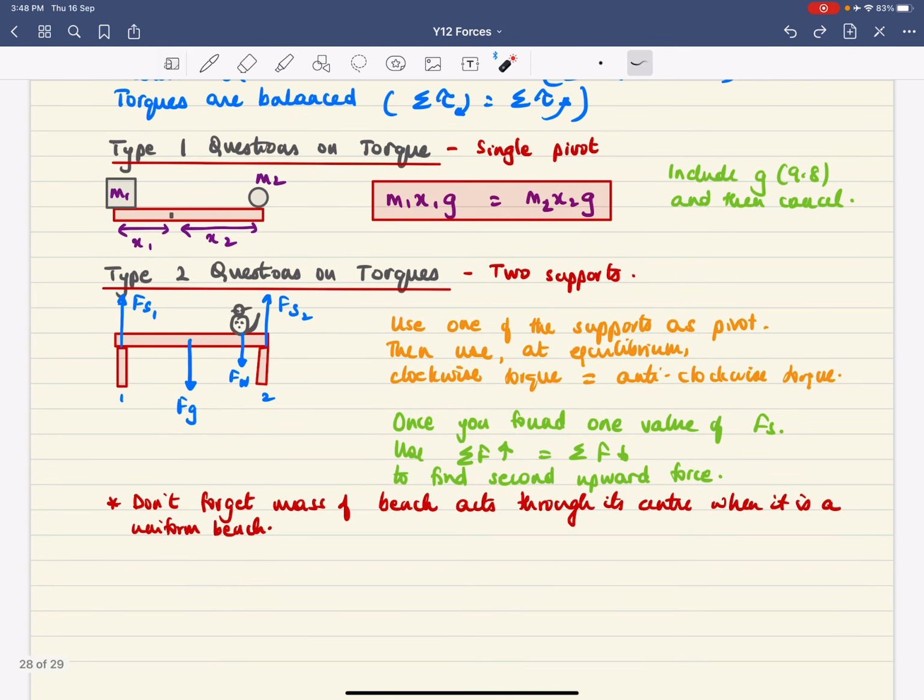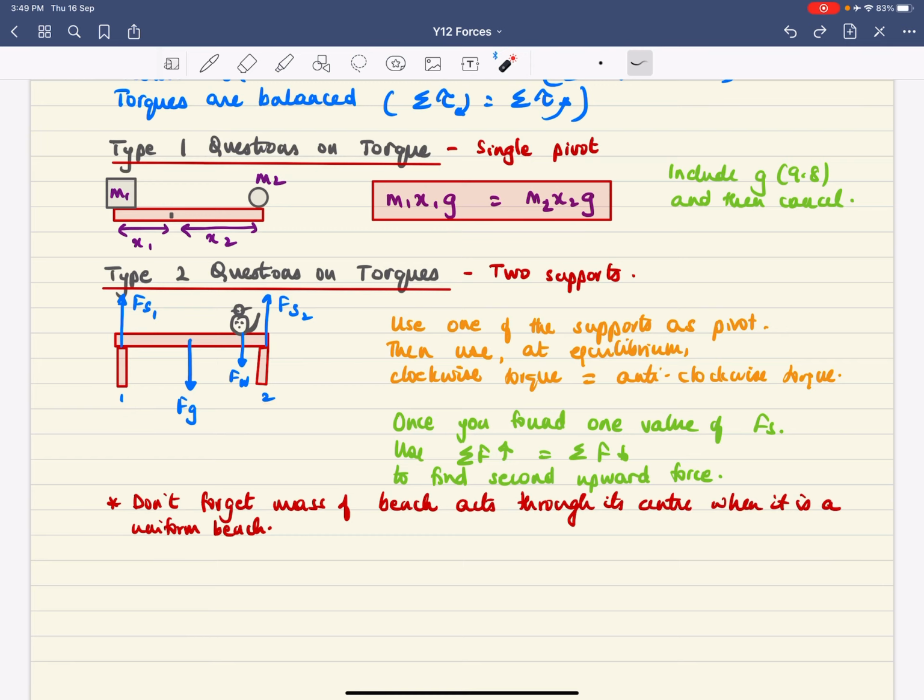Your type 2 questions are when you have two supports, and often you are asked to draw all the forces acting. So wherever you have a support, the force is always upwards, because it's supporting it. And then remember, whatever the object is, its mass or gravity force acts through its center. I just put a cat over there, so that's the weight force or gravity force of the cat.